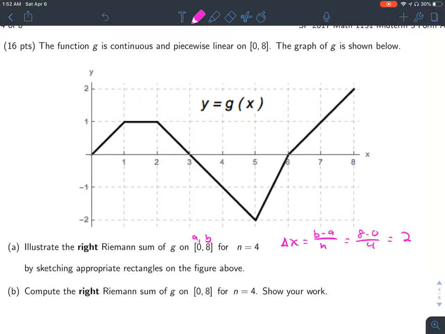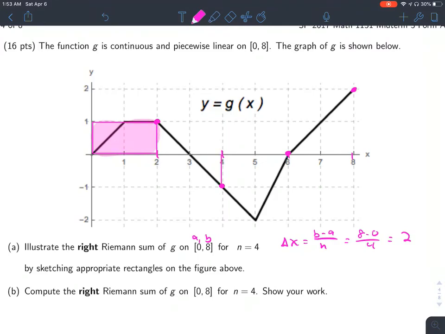If it's a right Riemann sum, I'm just going to mark where every 2 is here. If it's a right Riemann sum, then the right side of your rectangle touches the height of the curve. So for example, here's the height at 2, here's the height at 4, here's the height at 6, here's the height at 8. So I'm going to draw that, and that rectangle starts from the right and goes to the left since it's right hand. So there's one rectangle. Highlight that.